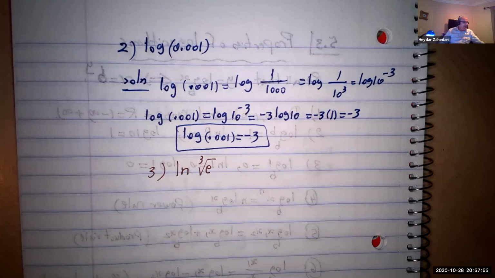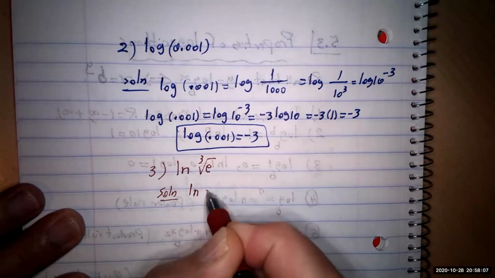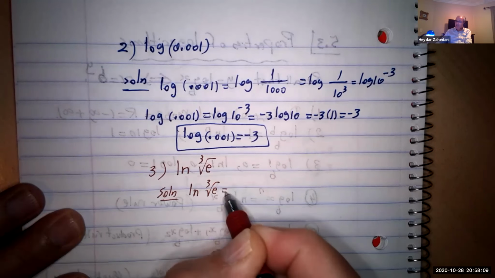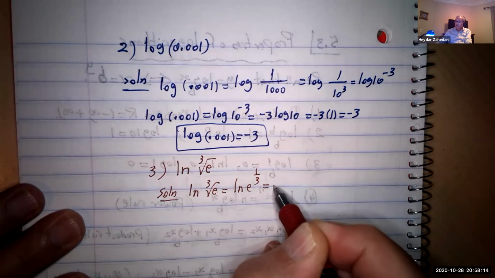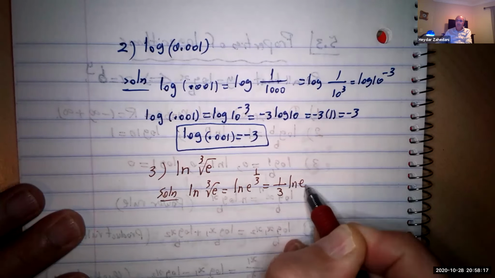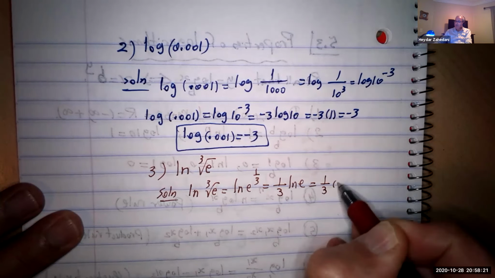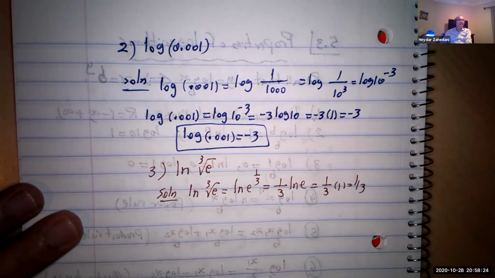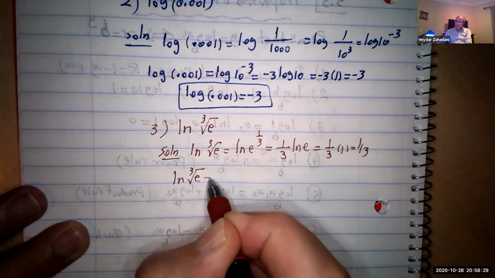Can you make the cube root of e into e to the 1/3 and then move that to the front of ln? Yes, that's it. Very good. So it's going to be ln of the cube root of e. We write it down as ln of e to the 1/3. Now we bring the 1/3 down, and ln of e is 1. Okay, very good. 1/3 times 1, which is a third. So the ln of the cube root of e is equal to 1/3.